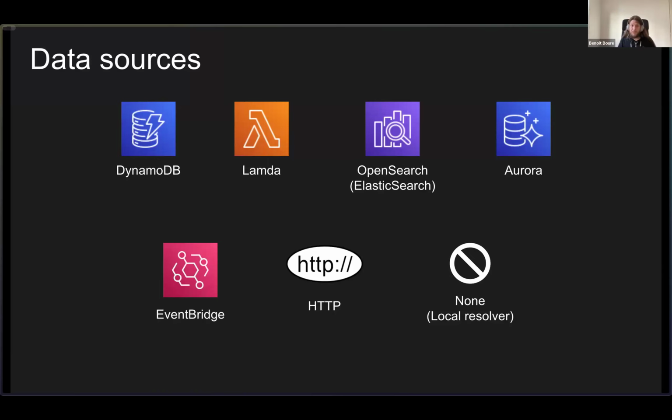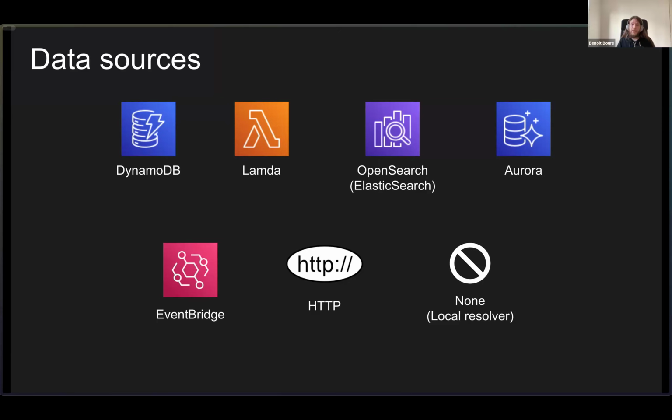So talking about data sources, what are data sources? AppSync, just like GraphQL, they both use data sources to tell the schema, to tell the API where to get the data from, or where the data is persisted. And AppSync supports 7 types of data sources. The first one is DynamoDB, which is the NoSQL offering database by AWS.